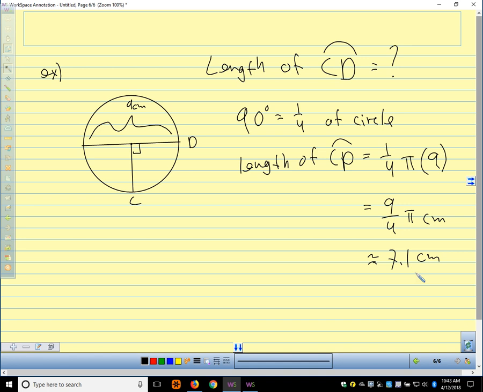If we didn't see right away that 90 degrees was a fourth of the circle, we would say the length, if we were going to calculate, equals 90 divided by 360 times pi times 9. Well, 90 divided by 360 is just 1/4. All right, questions? Okay, let's look at one more.